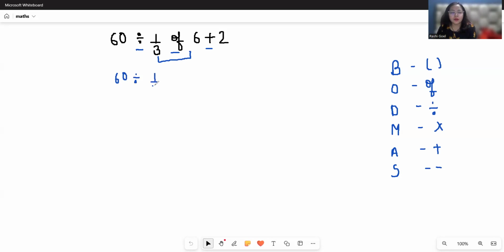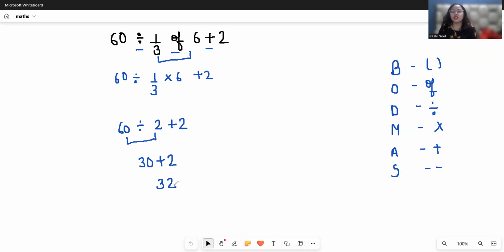as same. So 1/3 of 6 is 1/3 times 6, which is 2. So 60 divided by 2 plus 2. Now we have division and addition, so we have to give preference to division. 60 divided by 2 is 30. 30 plus 2 is 32.